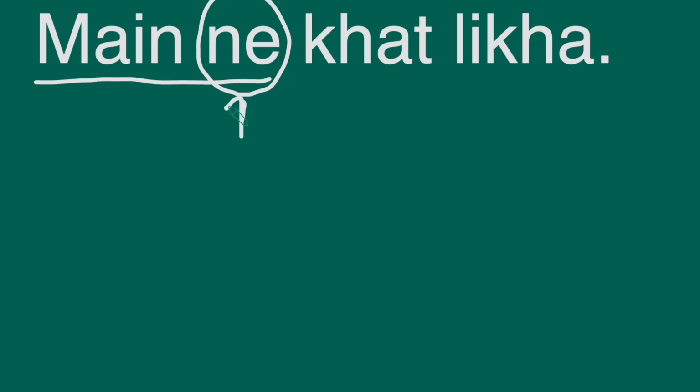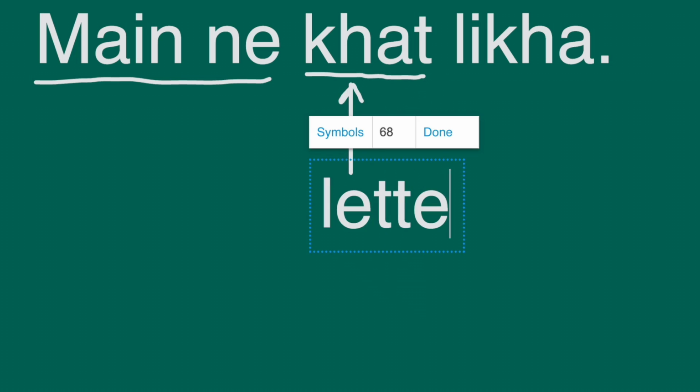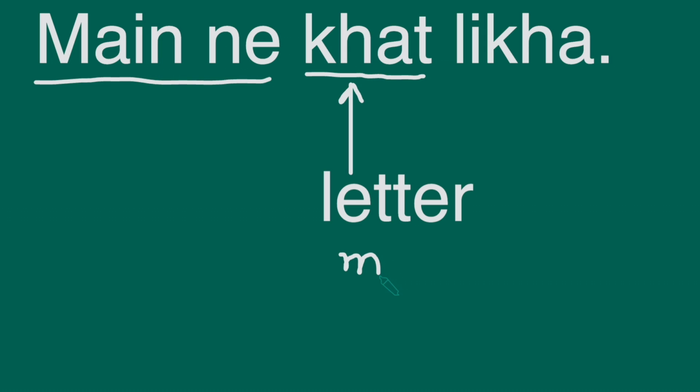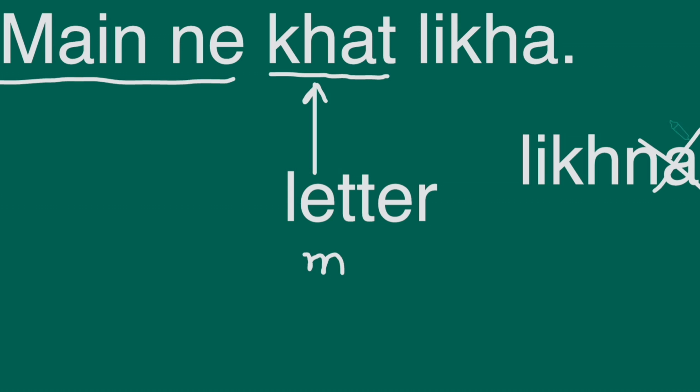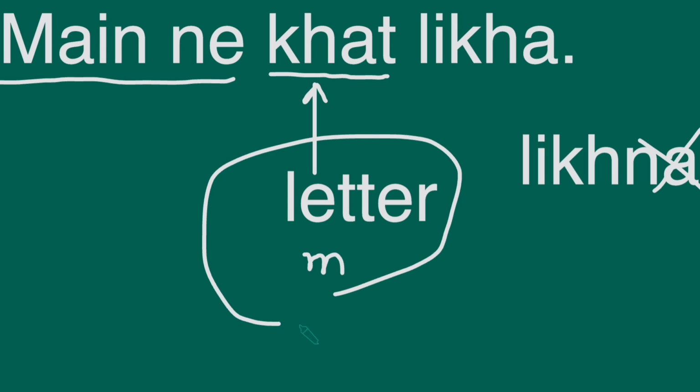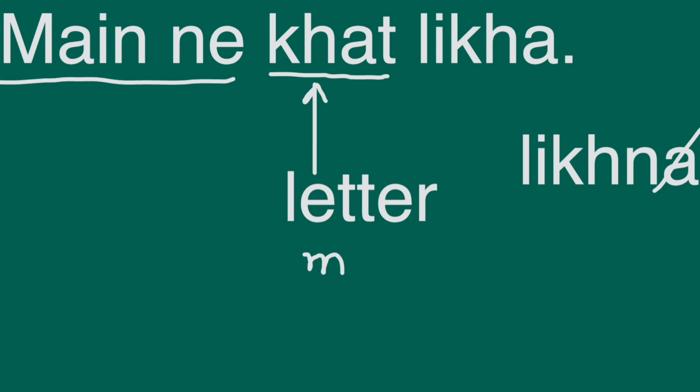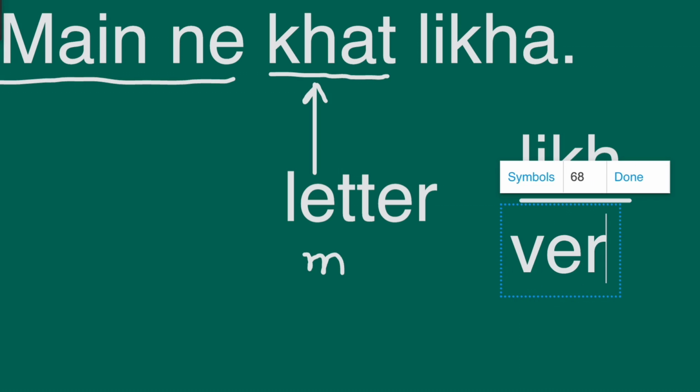The second rule is observing the object. The object is khat. Khat is letter and letter is masculine. The verb is likhna, which is to write. We remove the na, and because the object of the sentence is masculine, the suffix we'll put is a. We always remove the na because it's an infinitive verb and we derive a verbal stem with it. So this is called a verbal stem.